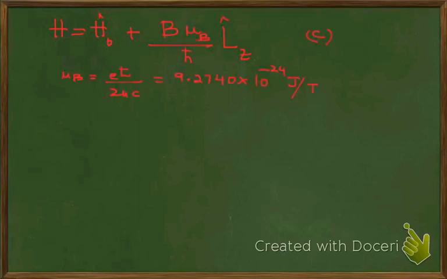and mu B equals e h cut over 2 mu c, which is the Bohr magneton, and its value is equal to 9.2740 into 10 raised to the power minus 24 joule per Tesla. It results from the orbiting motion of the electron about the proton.